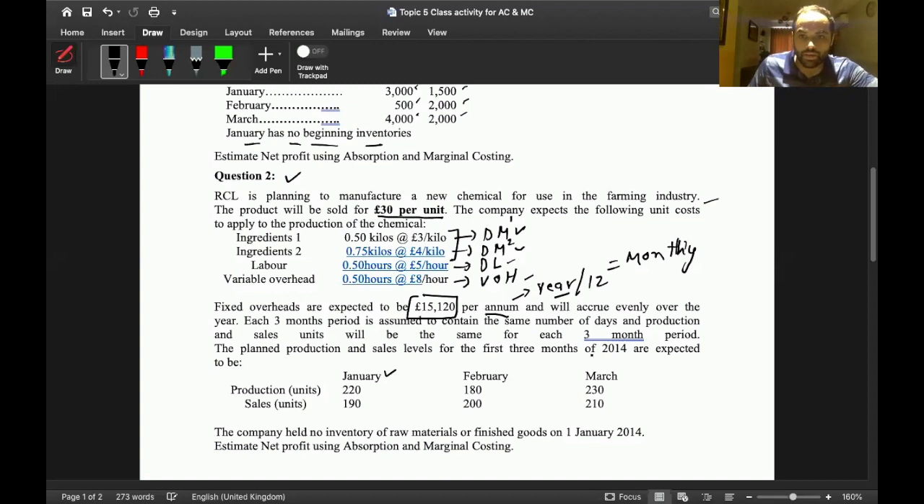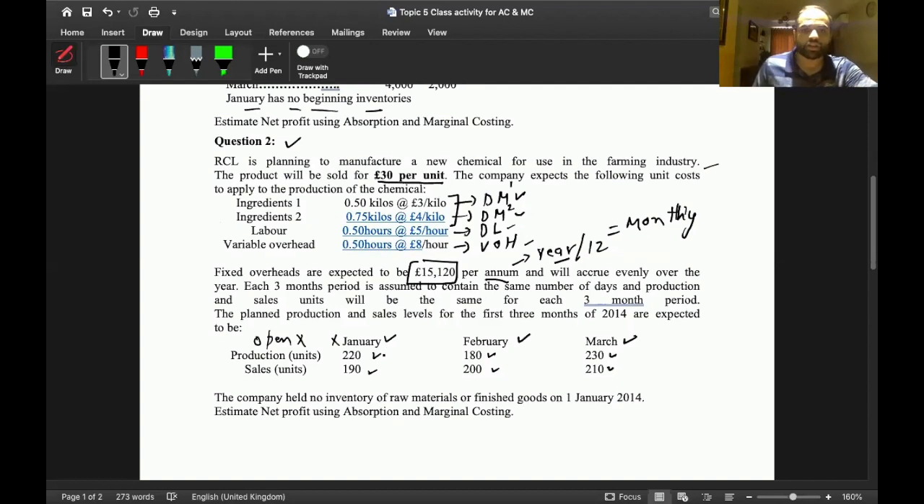Monthly. Okay. The planned production and sales level for the first 3 months of 2014 are expected to be January, February, and March. This is production, this is sales, production, sales, production, sales. The company held no inventory of raw material or finished goods on January. So it means January, we do not have any opening. No opening for January.